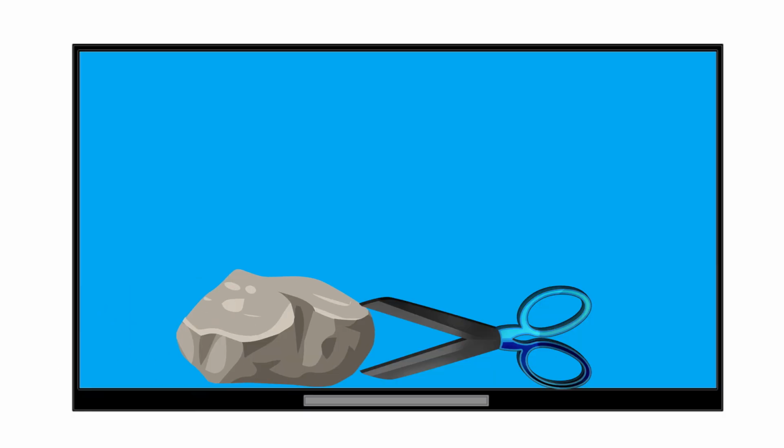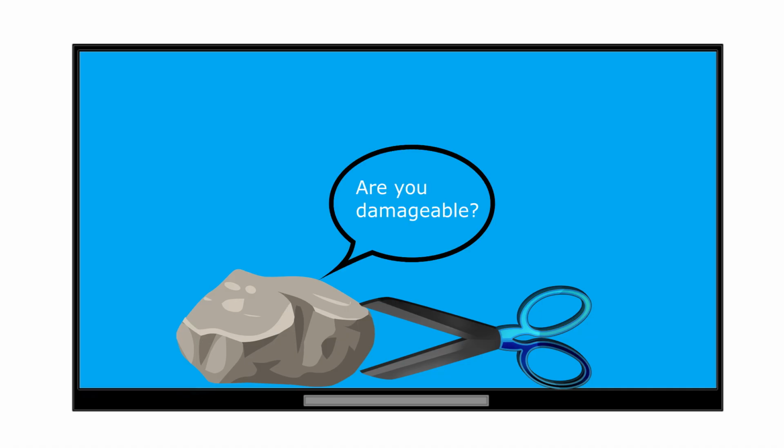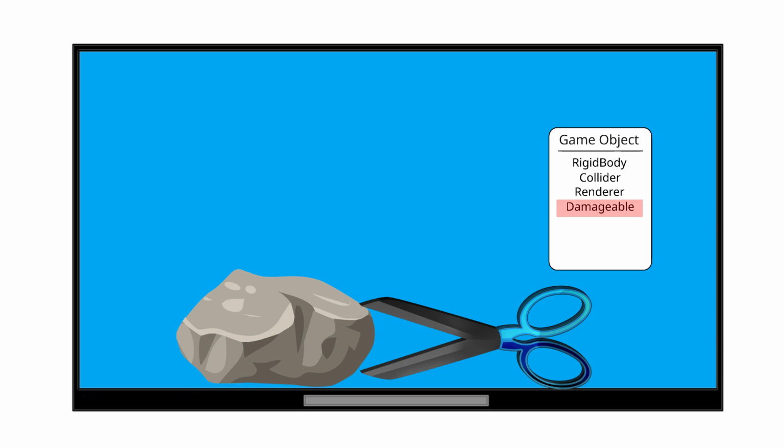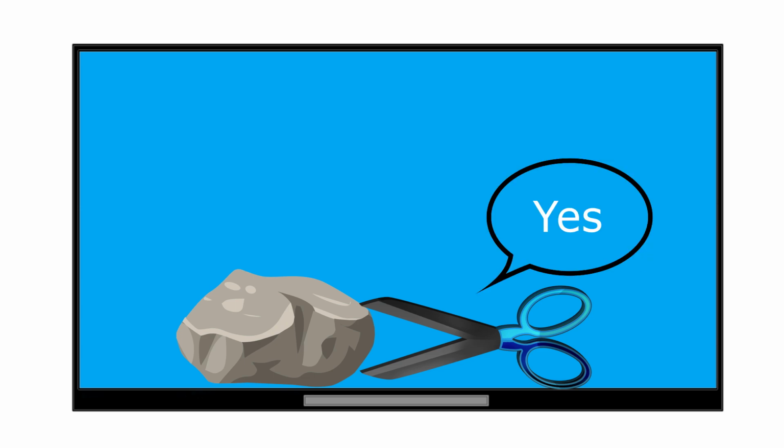And if you bump into another game object, you can ask the game object, "Hey, are you damageable?" By just asking, do you have a damageable component? If the object has it, you can get it back and apply damage to that game object. Cool system. I really like that pattern.